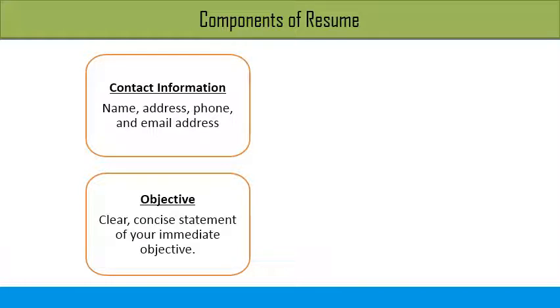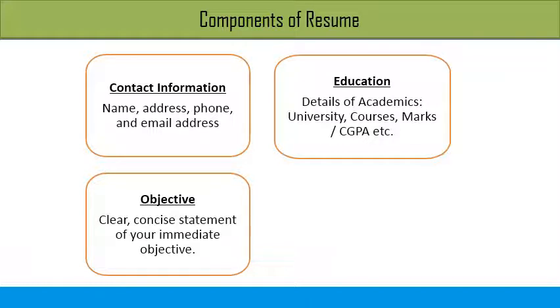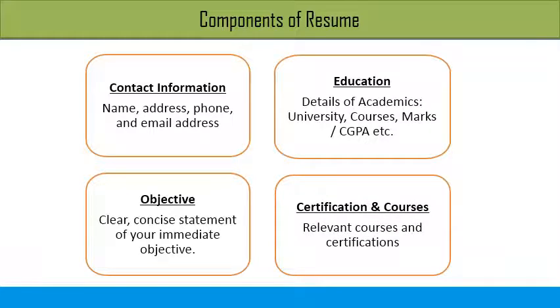Over the next few sections, we are going to elaborate each and every component of resume, and we will build each and every component of the resume in detail. However, here is the brief overview. Education. This section should include details of academics, that is your university, courses, marks, other scores, etc. Certification and courses. This component should list the relevant courses and certification that you have done through your professional education.